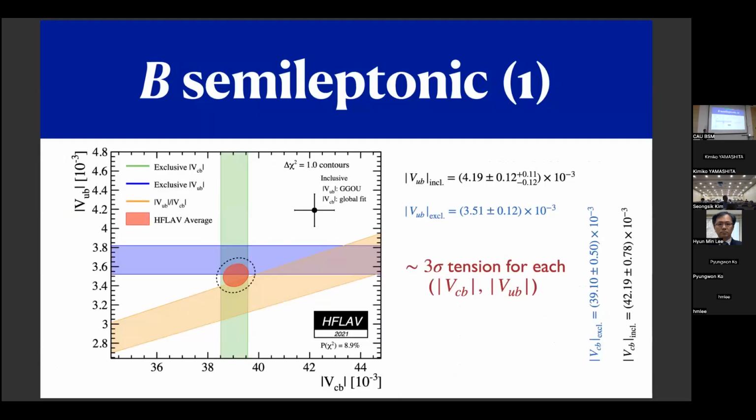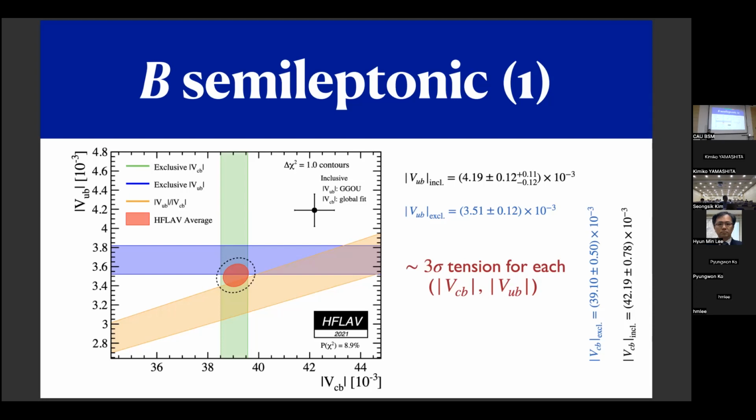Okay, let me move to another topic, that is BSM leptonic decays, the typical B to C l nu type or U l nu type. In the BSM leptonic decays, the recent concern is the so-called Vcb, Vub tension between exclusive and inclusive measurements. So this is the average of Vcb and Vub from exclusive measurements. And this cross point is the Vcb and Vub average using the inclusive measurements.